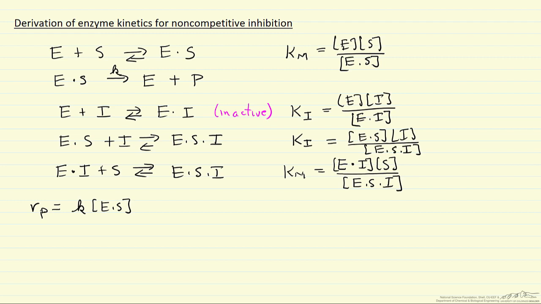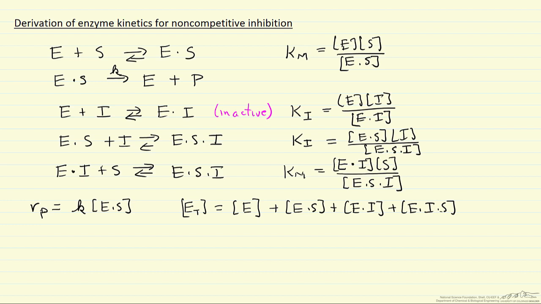So the final piece we need to obtain the rate expression is that the total enzyme concentration does not change. In other words, enzyme's a catalyst, if you like. And so it's either the free enzyme or it forms a complex with the substrate, or it forms a complex with the inhibitor, or it forms a complex with both of them. Add all this up, we should have the same concentration of total enzyme as a function of time.